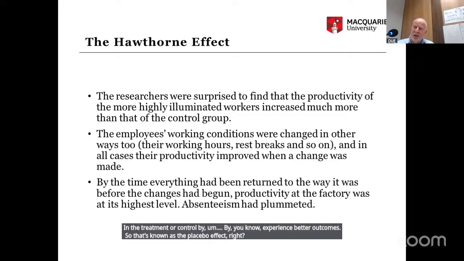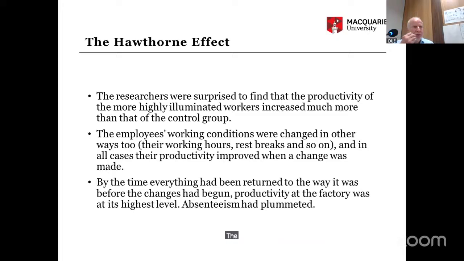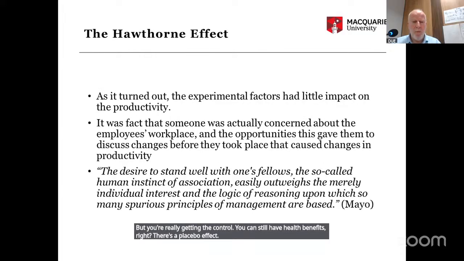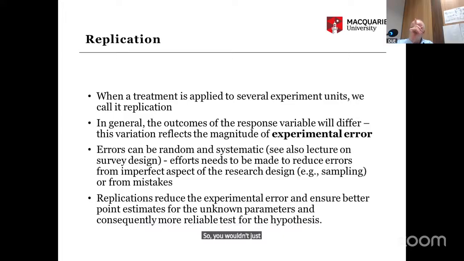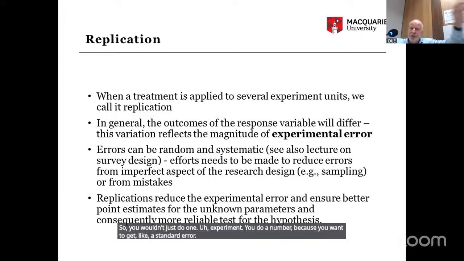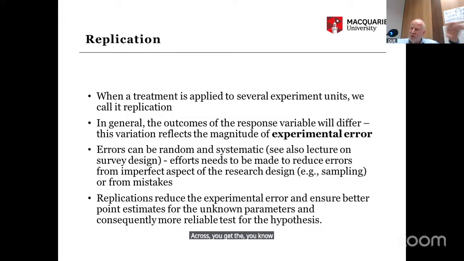If you think you're getting the treatment drug, but you're really getting the control, you can still have health benefits, right? There's a placebo effect. You wouldn't just do one experiment, you'd do a number, because you want to get a standard error. You get the effects from one experiment, but then you want to get the average effect, right? That way you can calculate the variance and calculate statistics.